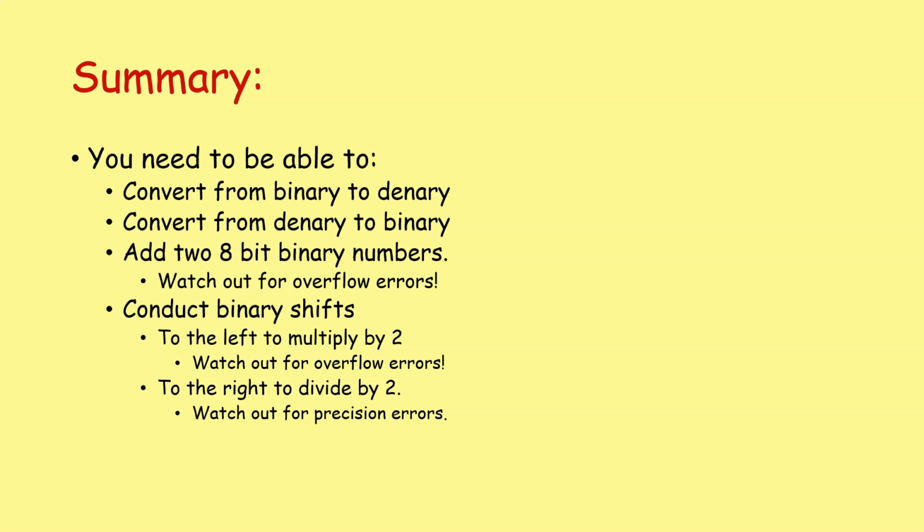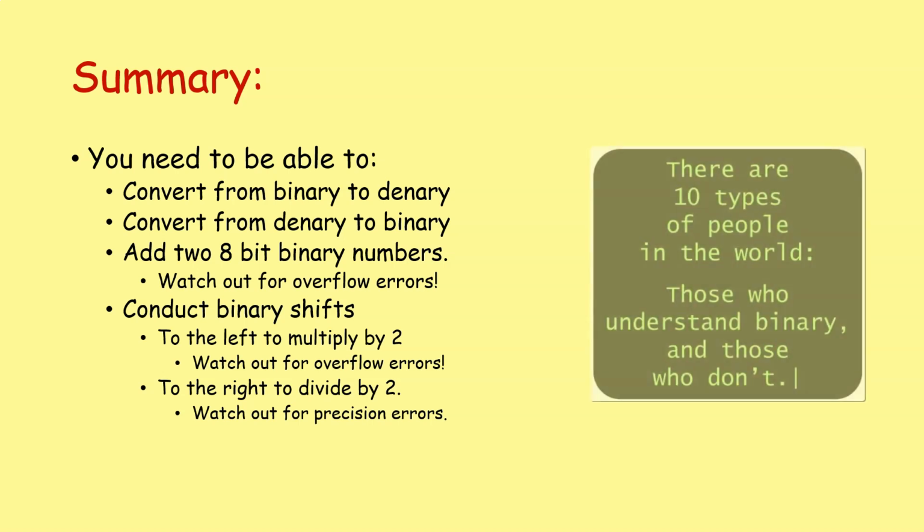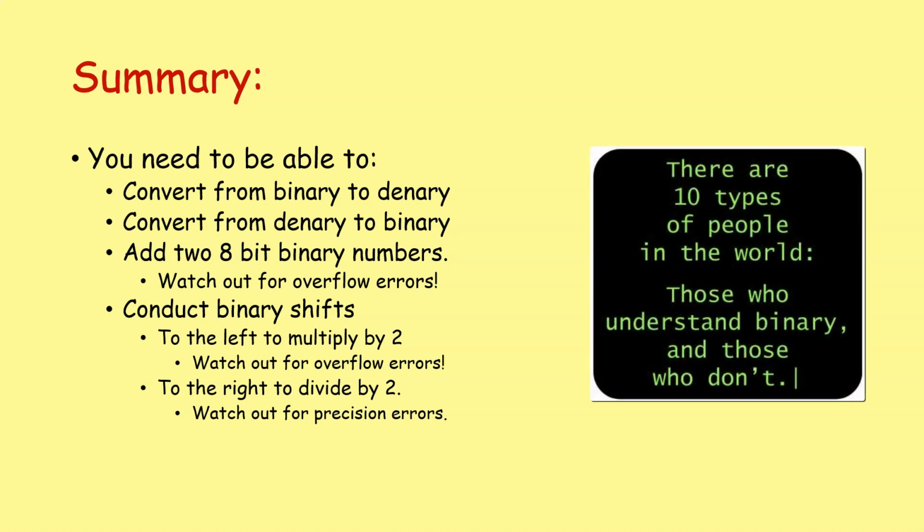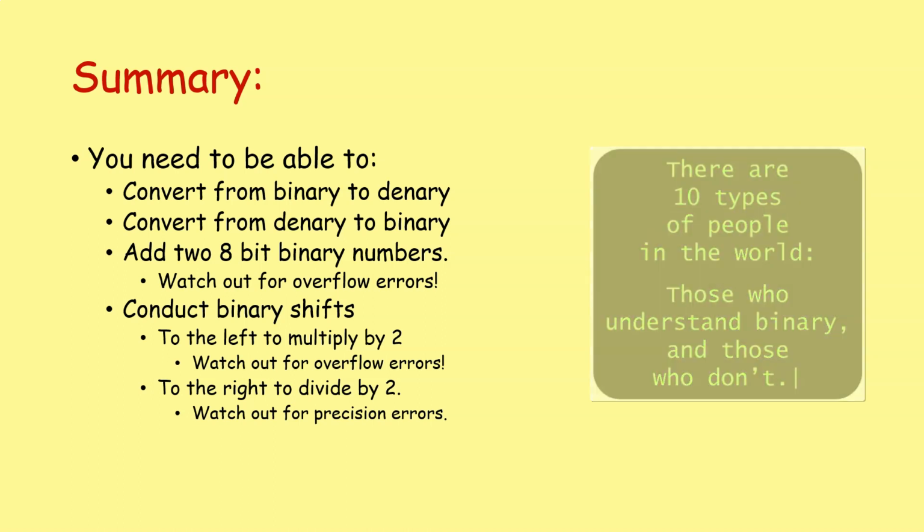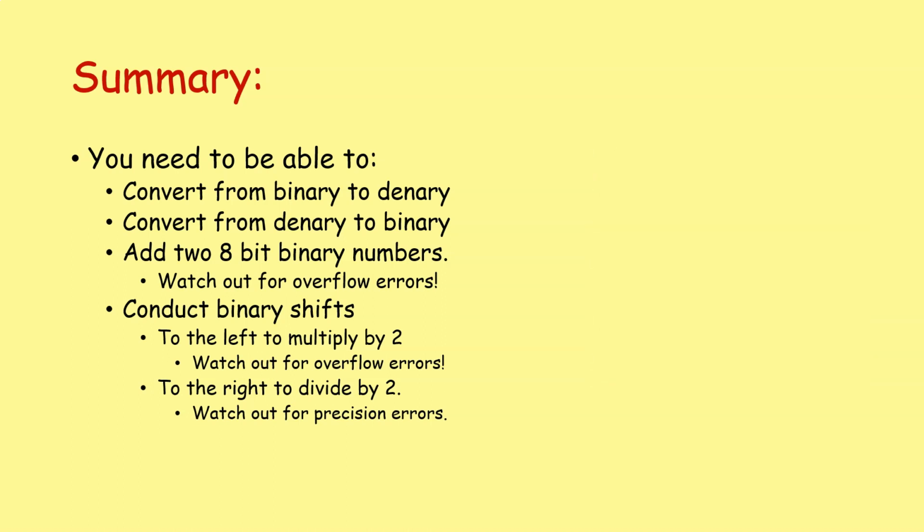So just remember, you need to be able to do the following. Convert from binary to denary, convert from denary to binary, add two 8-bit numbers together, watching out for those overflows. You need to be able to conduct binary shifts. Binary shift to the left will multiply by 2. Again, watch out for overflow errors. If you binary shift to the right, it divides by 2 for each column you move along, but watch out for precision errors.